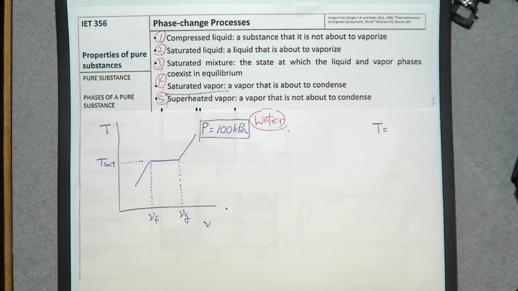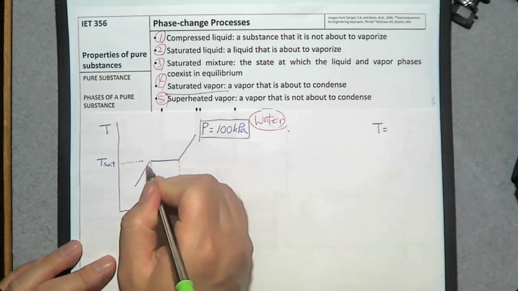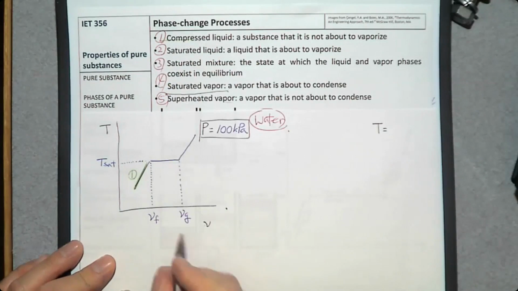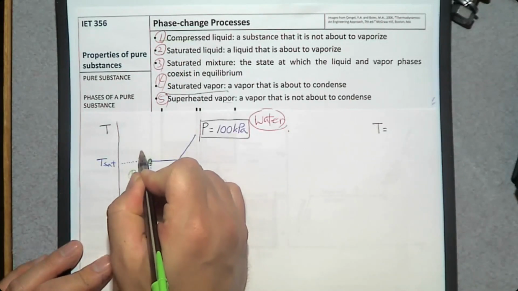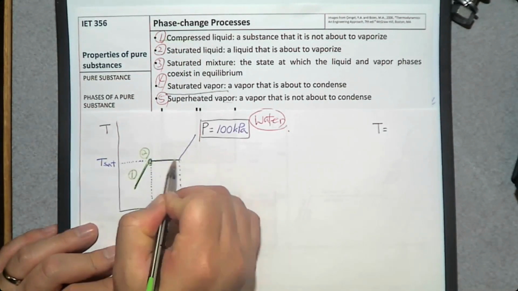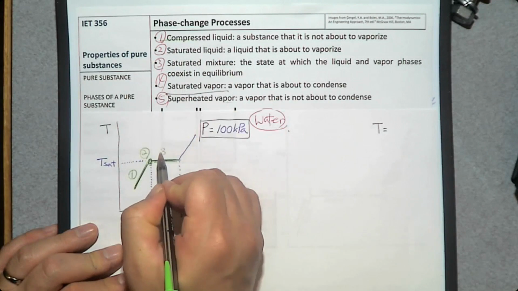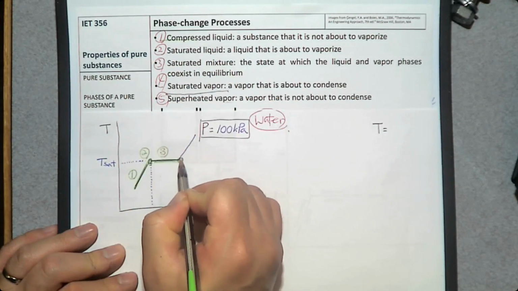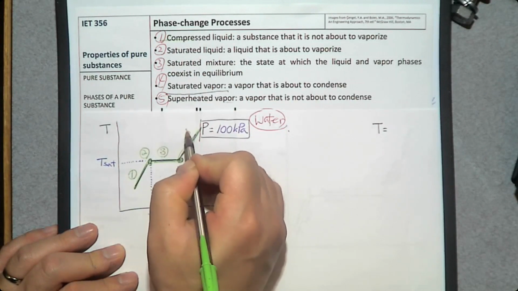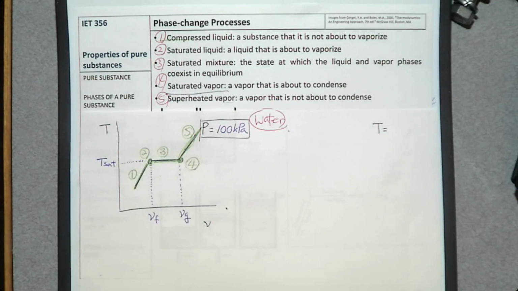So on this T-v diagram, this line represents number one, compressed liquid. This point represents number two, saturated liquid. This horizontal line represents number three, saturated mixture. Number four, this point is saturated vapor. And this line represents number five, superheated vapor. So T sat is the temperature of this phase change: saturation temperature, boiling temperature.